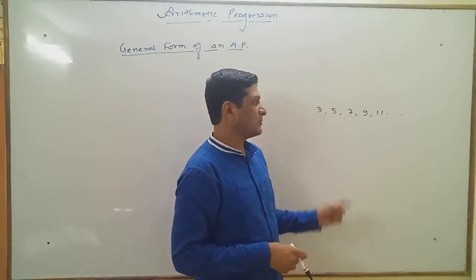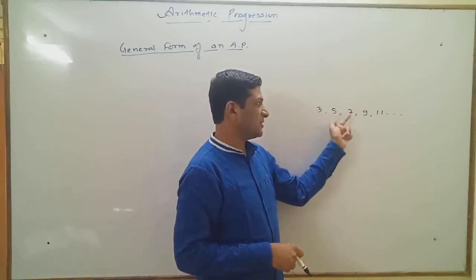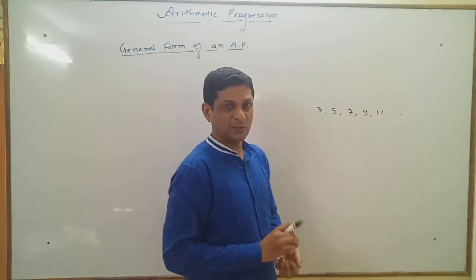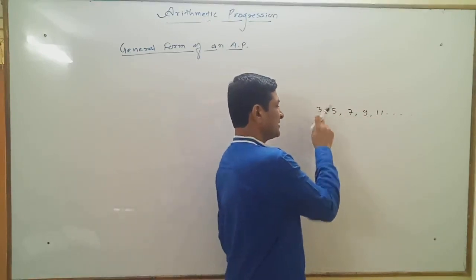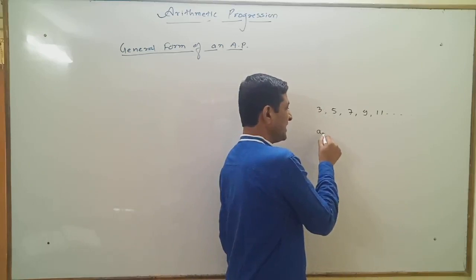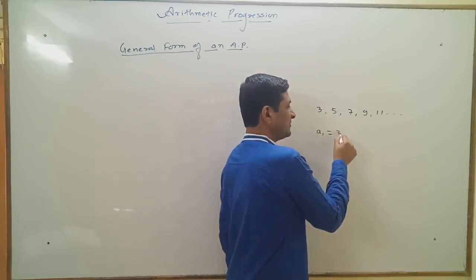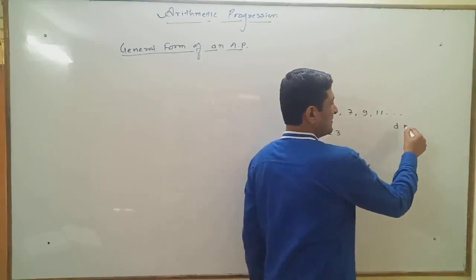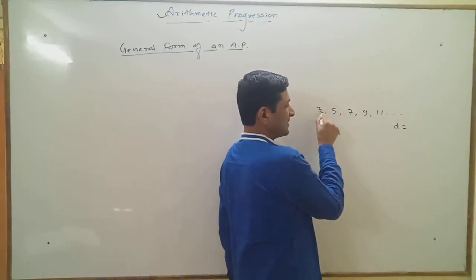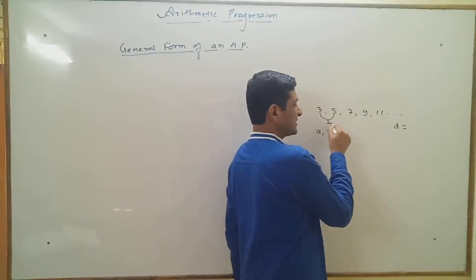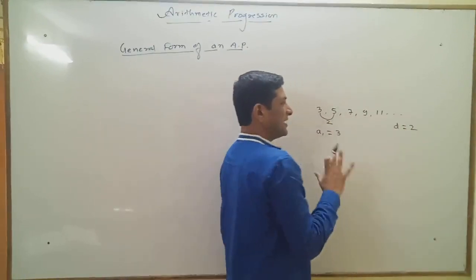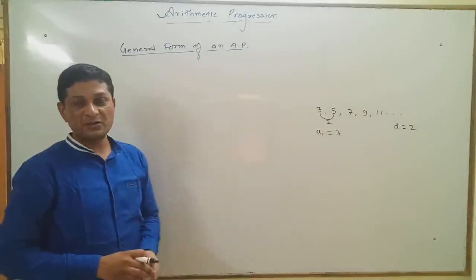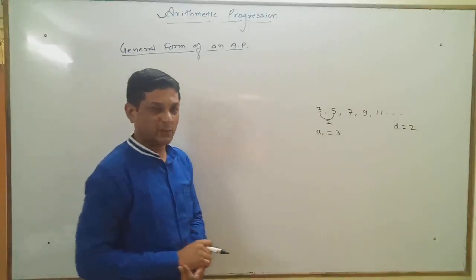Here we can observe that the difference of any term from its previous term is constant, and that constant difference is equal to 2. The first term in the arithmetic progression, let us denote it by a1. So here the value of a1 is equal to 3. And what is the common difference? The difference of any term from its previous term is 2. Now we are discussing how to find the general form of an arithmetic progression.